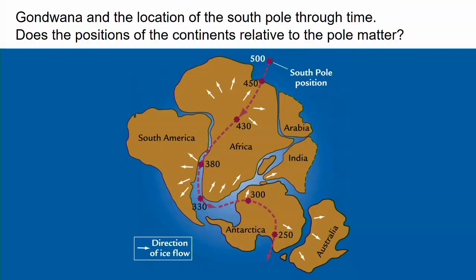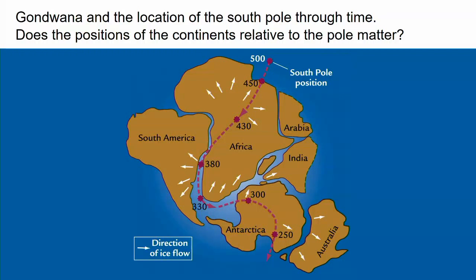So this is a reconstruction of where the continents were about 400 million years ago. Superimposed on that is the position of the South Pole relative to those continents. Now, it's not saying that the South Pole has been moving. It's the continents that have been moving relative to the South Pole. And you might think, well, so what? Who cares where the continents were? It turns out that it could matter where the continents are.